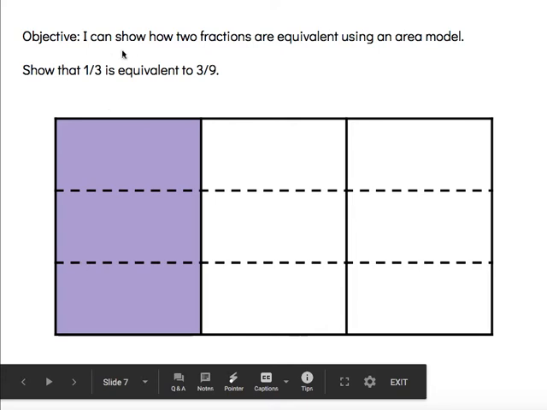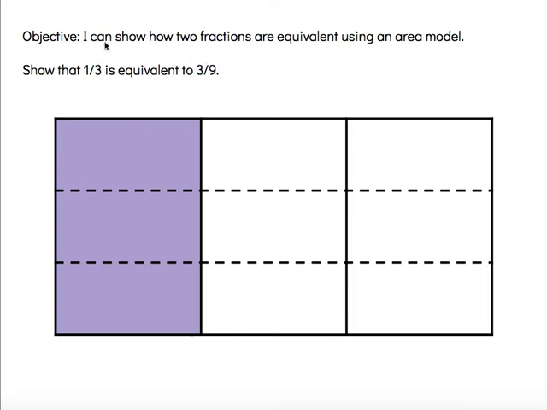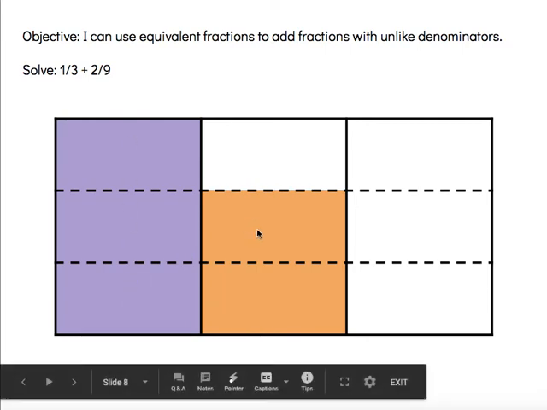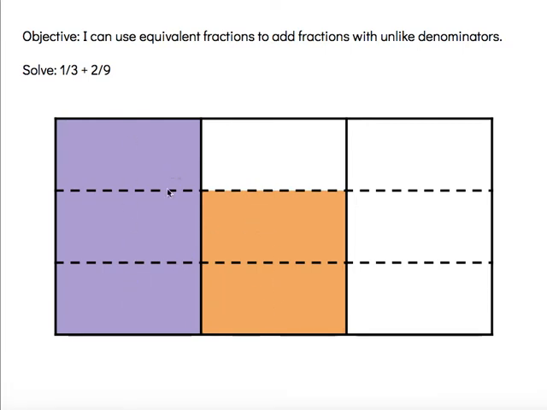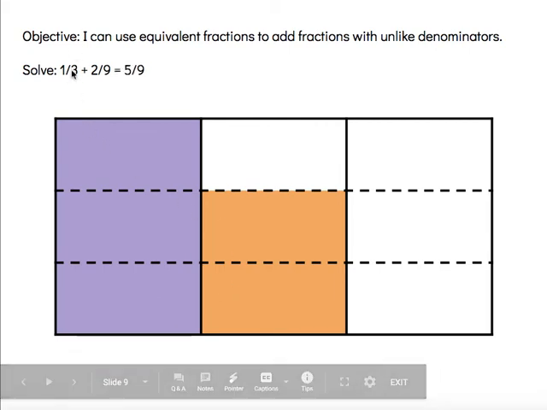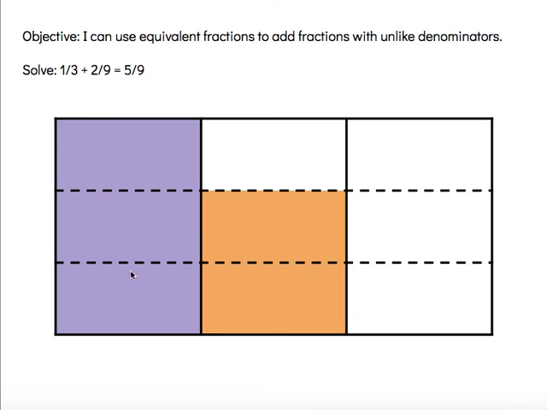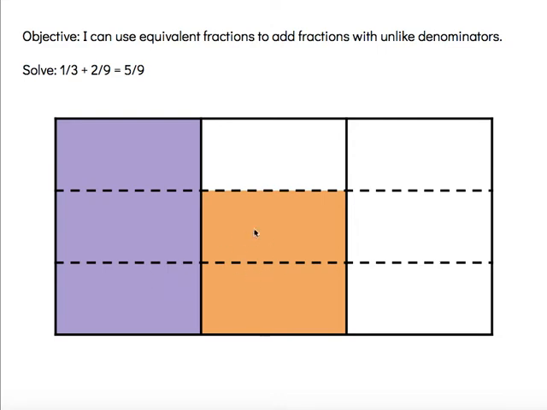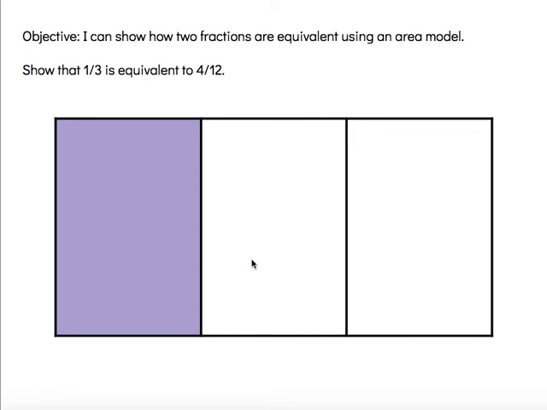And when I find an equivalent fraction like that, I can then add a fraction that's also being measured in ninths. So I could add something like 2/9. So 1/3, that purple section, plus 2/9, you can see is 1, 2, 3, 4, 5/9. So by converting 1/3 into 3/9, so 1/3 and 3/9 are equivalent, I can then add something like 2/9 to that fraction. Let's show that 1/3 is equivalent to 4/12.